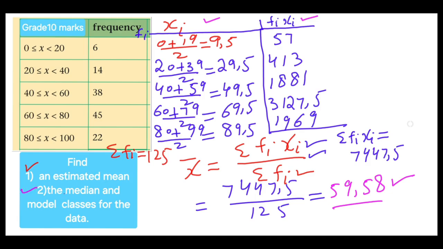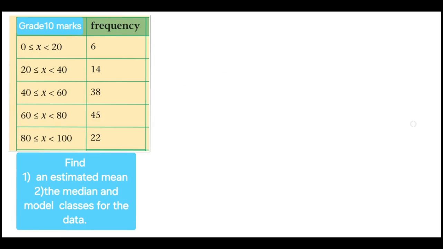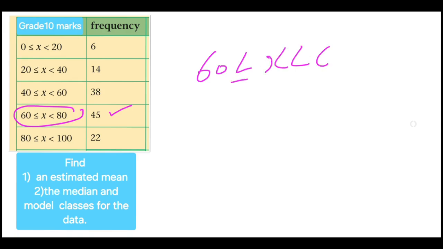Second question. Now we need to find the median and modal class for these data sets. The modal class is very easy because we need to find the highest frequency. The highest frequency is 45 here, which means the modal class is between 60 and 80. This is my modal class because the highest frequency is 45.